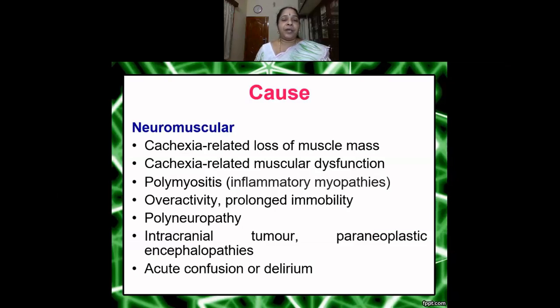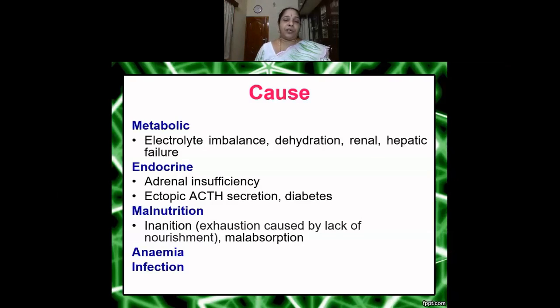It could be neuromuscular: cachexia-related loss of muscle mass, cachexia-related muscular dysfunction, polymyositis, that is inflammatory myopathies. Myopathies are related to the degeneration of the muscles, overactivity, prolonged immobility, polyneuropathy, degeneration of the nerves, intracranial tumors, paraneoplastic encephalopathies, degeneration of parts of the brain, acute confusion or delirium. Metabolic causes could be due to electrolyte imbalance, dehydration, renal or hepatic failure, that is kidney failure or liver failure.